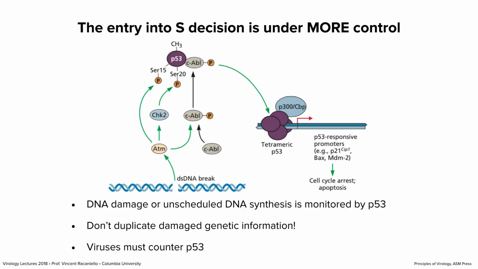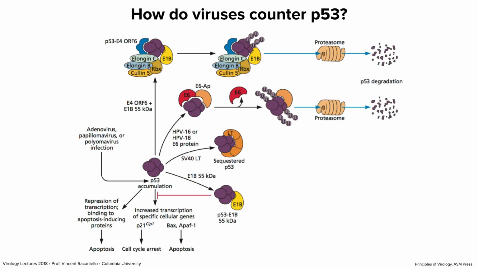Now, obviously, viruses have to counter this because as soon as DNA viruses infect a cell, they will do unscheduled DNA synthesis. They'll kick the cell into dividing as well as they'll be dividing their own genomes, and that freaks out P53, and P53 is going to kill those cells. So DNA viruses have to counter it. And they do in many ways, shown here.